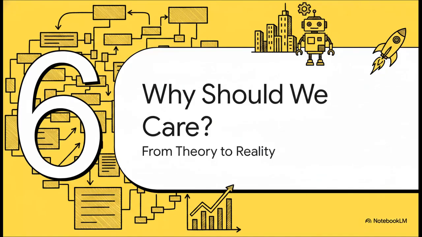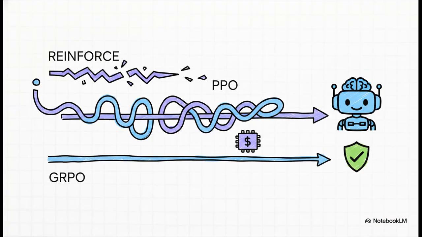So after all that theory, why should any of us really care about the differences between these algorithms? Because these are the engines running under the hood of the AI that you and I interact with every single day. When a big language model is fine-tuned to be more helpful and less harmful, that's very often PPO doing the work. When a robot learns how to pick up an object without crushing it, that's a policy gradient algorithm. The choice between these directly impacts how safe, how reliable, and just how capable these incredibly powerful systems become.